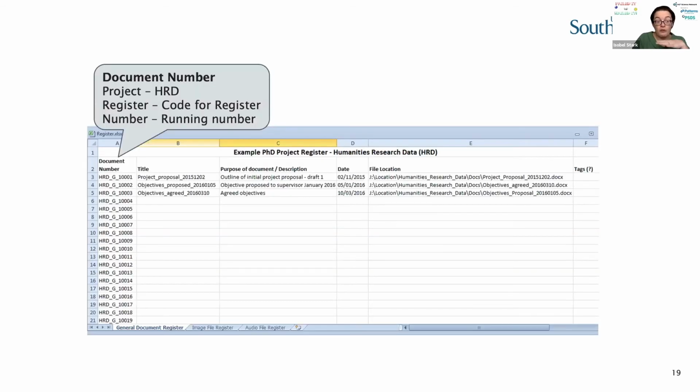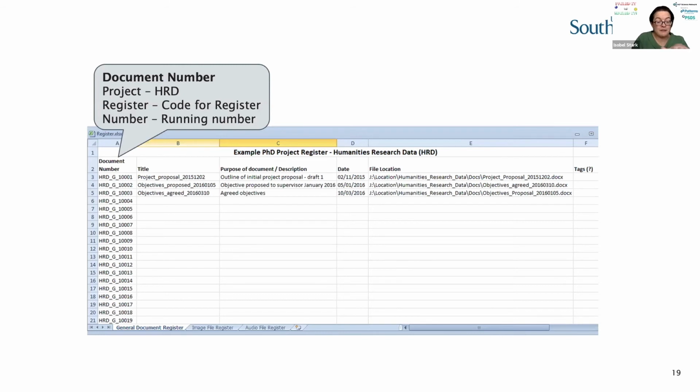Now, that is very much looking at an individual file. So you go into an individual file and you find out what are the changes that have been made to it. Trying to get more of an overview of what files you have and where they are, you may want to use something like a document register.